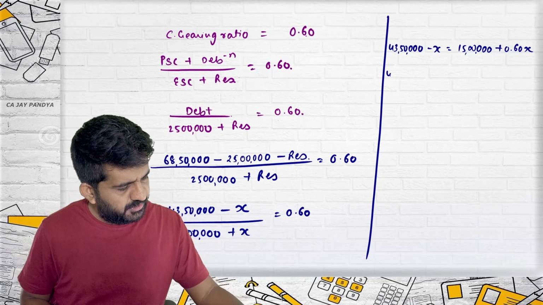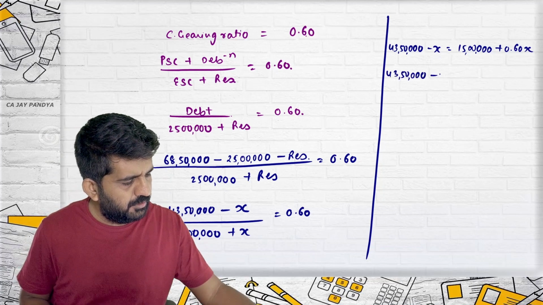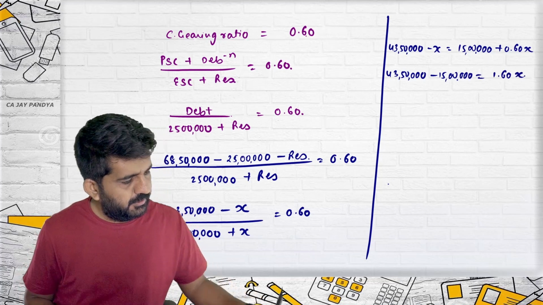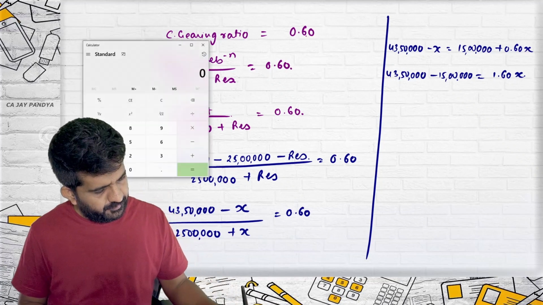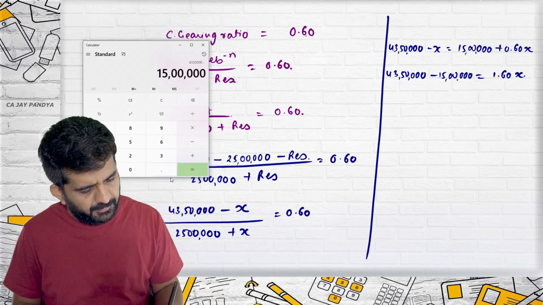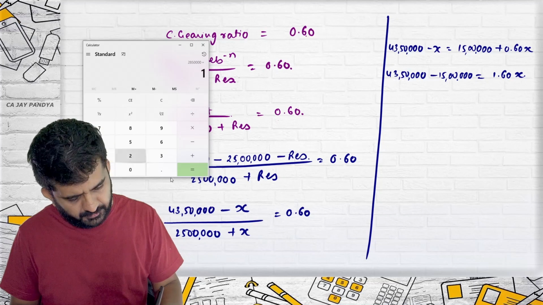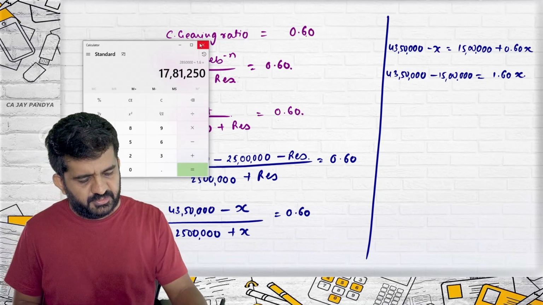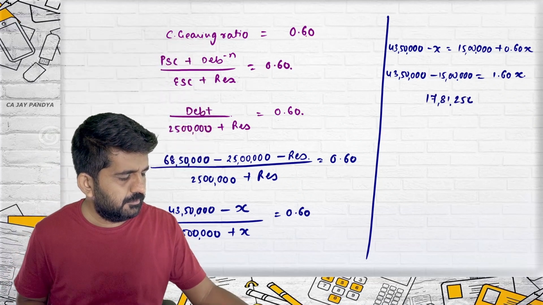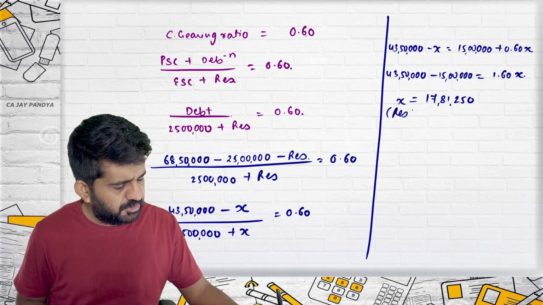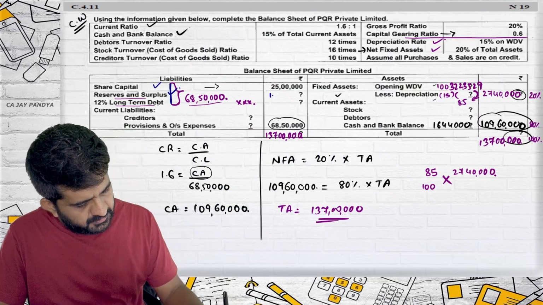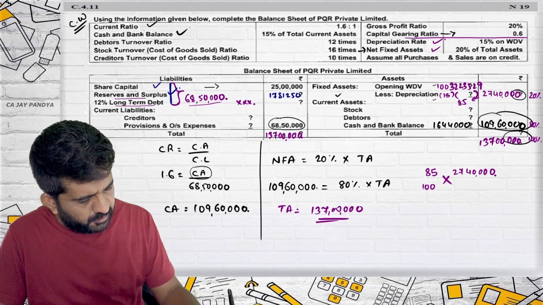Taking this X on this side, it will be 43,50,000 minus 15 lakhs is equal to 1.6X. 43,50,000 minus 15 lakhs divided by 1.60 is 17 lakh 81,250, which is nothing but X, which is nothing but reserve. 17 lakh 81,250.